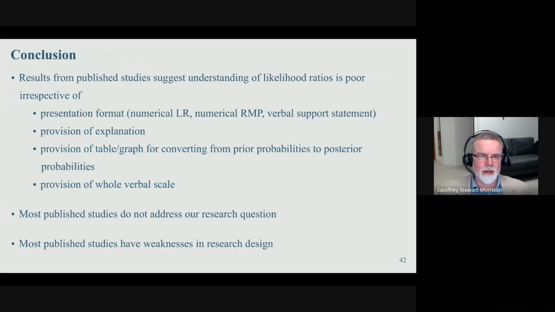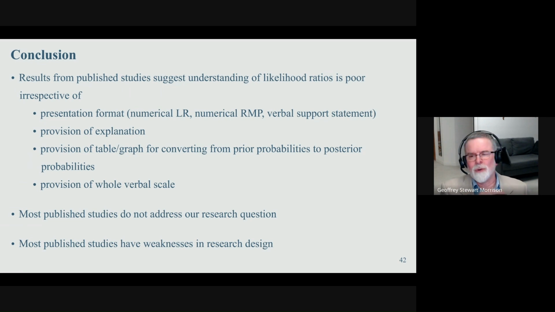Okay, conclusion. Results from the published studies suggest that understanding likelihood ratios is poor, irrespective of the presentation format, irrespective of whether an explanation is provided. I didn't really talk about it, but some studies presented tables or graphs for converting from prior probabilities to posterior probabilities. They didn't help. One of the problems may be that they were actually probabilities, they weren't odds. And the provision of a verbal scale didn't really seem to help, except in avoiding the weak evidence effect. There's not a lot of research done on that, so there could be some more work done on that.